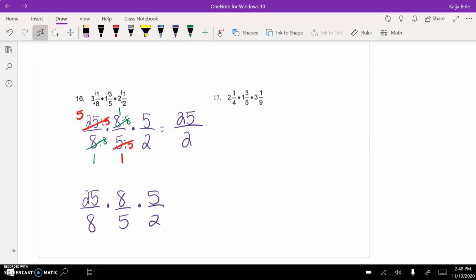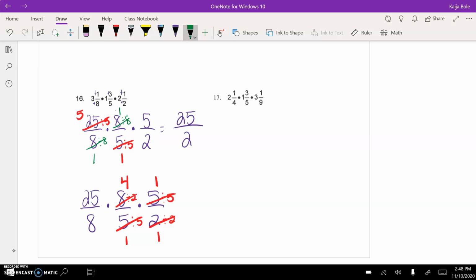Now another way I could have cross divided. Maybe I didn't see the 25 and the 5s. Maybe I just saw the 2 5s. Well, I can divide both of those by 5. So this becomes a 1 and this becomes a 1. All right. And maybe I didn't see the 2 8s, but I can do the 8 and the 2. I can divide both of those by 2. So this would become a 1. That would become a 4.